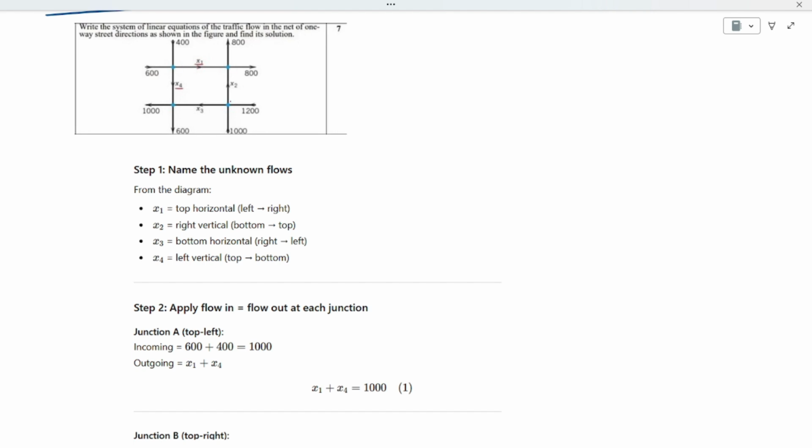Now here it is from bottom to top. Next here it is right to left. Here it is from top to bottom. Okay, now those are the flows from the diagram. Now you have to apply flow in and flow out at each junction.